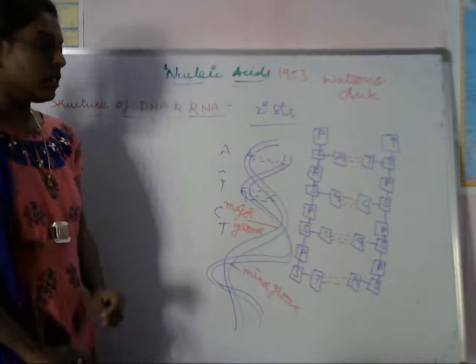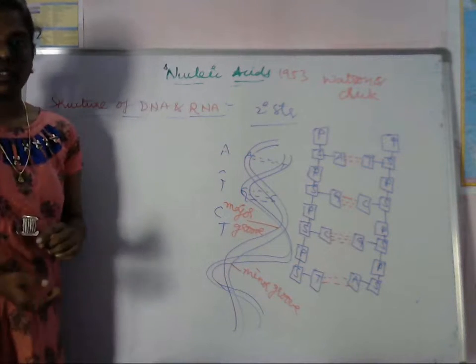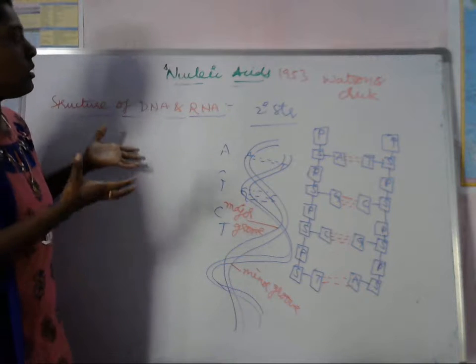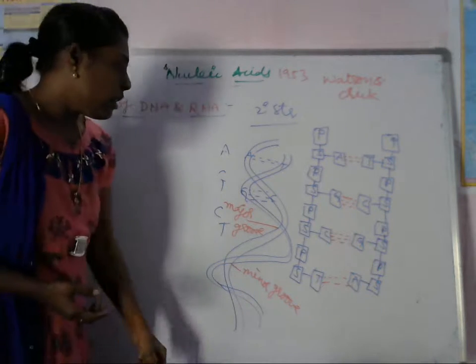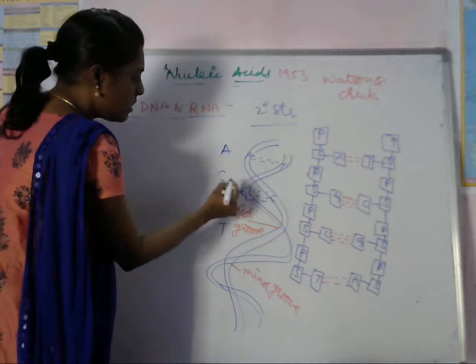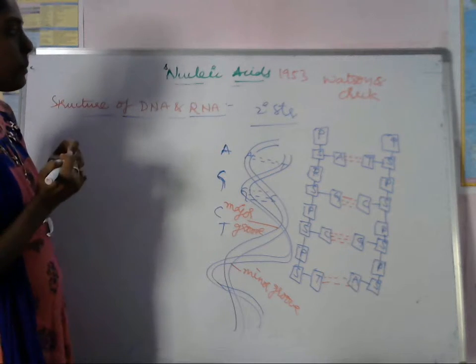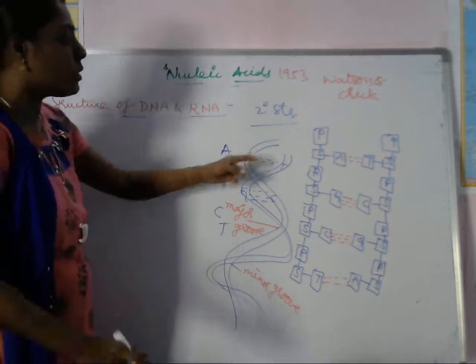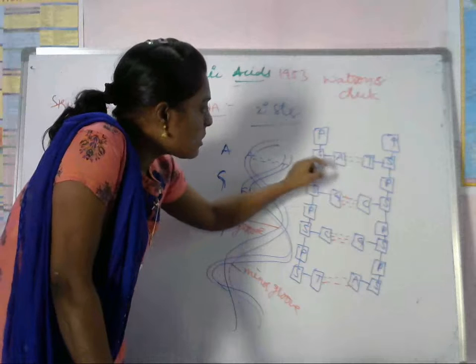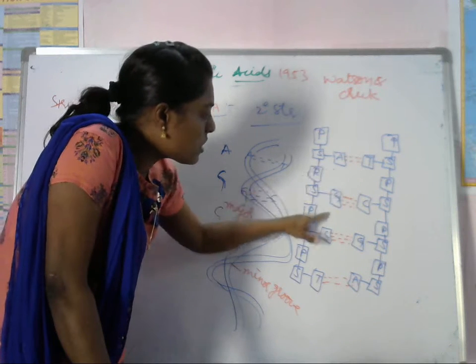Good morning to all. In the previous class we discussed the primary and secondary structure of DNA. Here we have four bases, which are named A, G, C and T. Here, if you see, this is one strand which contains A, G, C, T.